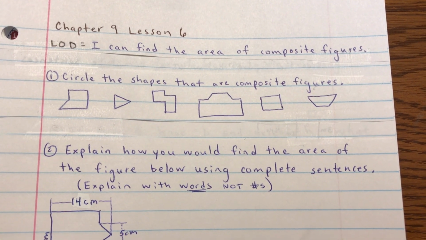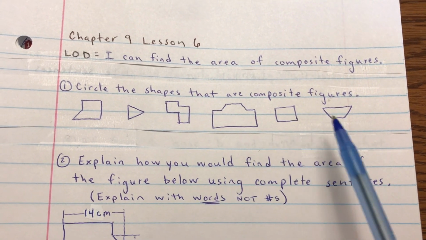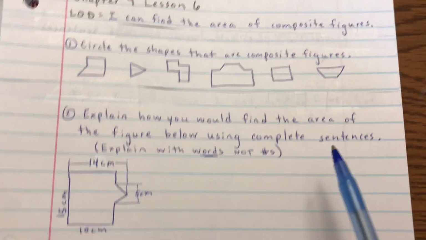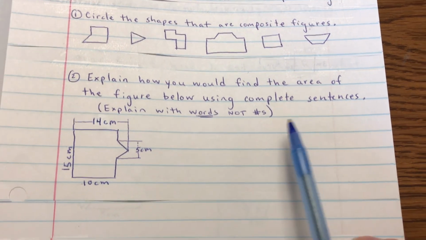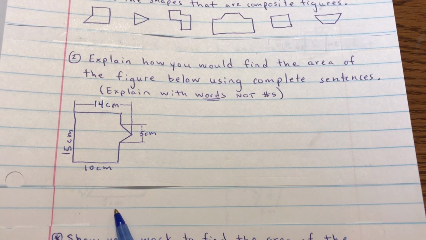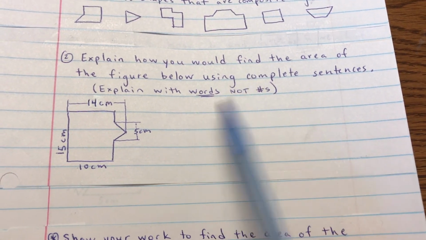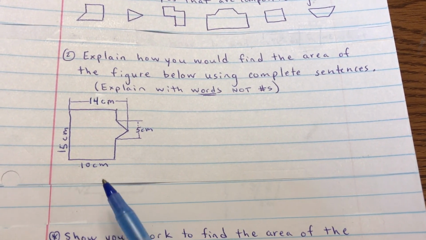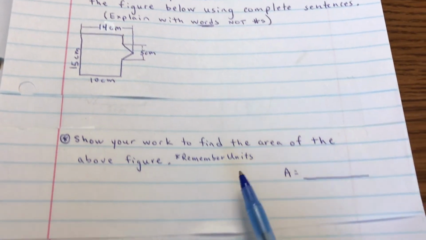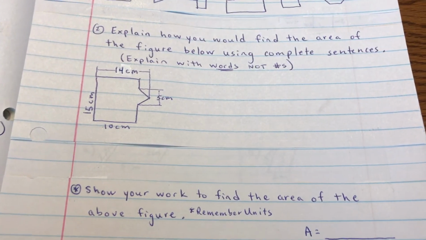Reflection time. All right, so it says I can find the area of composite figures. First, circle the shapes that are composite figures. Then explain how you would find the area of this figure below using complete sentences. So with words, what would you do? How would you figure out the area of this? You don't have to use numbers at all. So don't do any calculations. Just say what you would do. What would you find first? What would you add together? Then here, show your work down here to find the area of that figure.